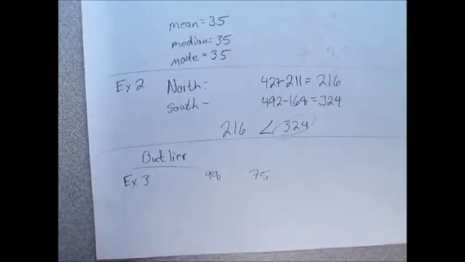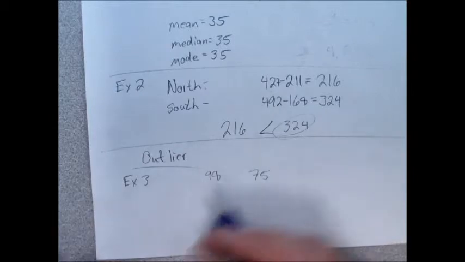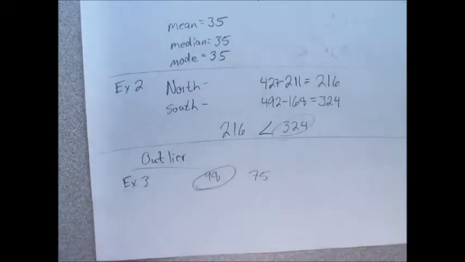Okay, so let's look at these numbers and see which one sticks out the most. Does 75 stick out much? No, because it has 76, 78, 79, and they're really close. Does 98 stick out very much? Yes, because the next closest one to it is 89. So the outlier here would be the number that is farthest away from the rest of the data set. So 98 is our outlier, because it is much greater than the rest of the numbers in that set. Now it says, describe how the outlier affects measures of central tendency.